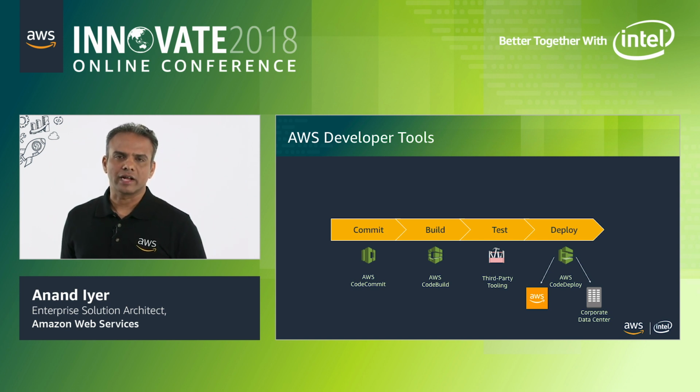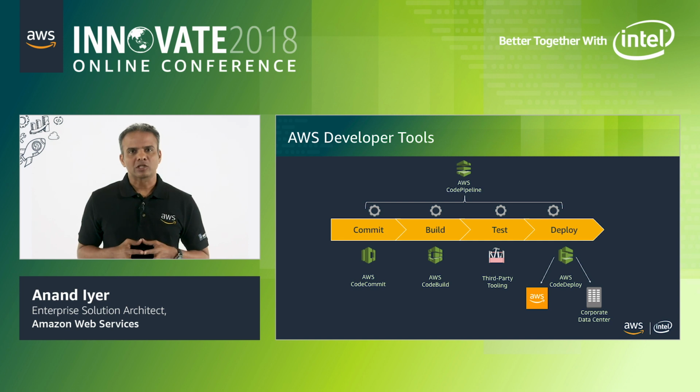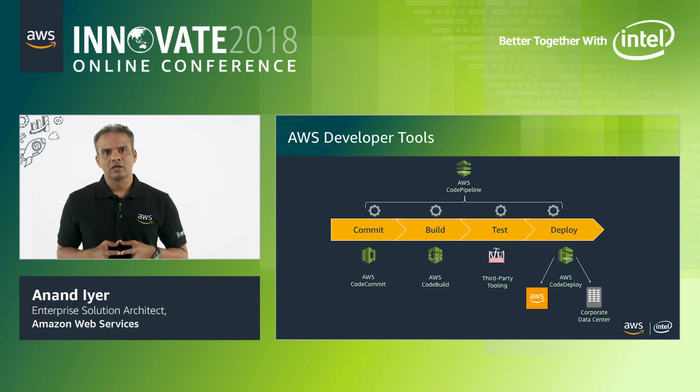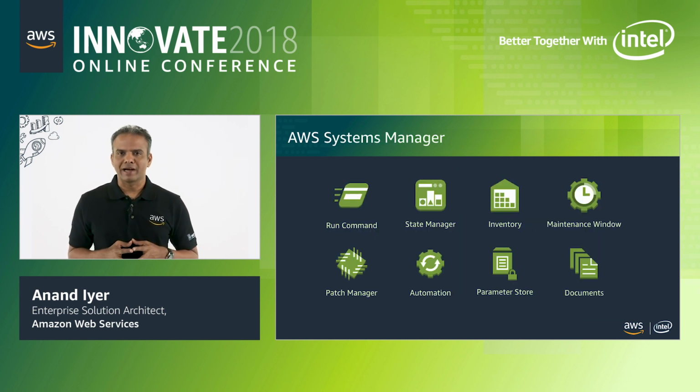AWS CodeDeploy is a service that automates code deployments to any instance, including EC2 instances and servers running on-premise. Finally, we need a pipeline to orchestrate this workflow. So AWS CodePipeline is a continuous integration and continuous delivery service for fast and reliable application and infrastructure updates. So CodePipeline builds, tests, and deploys your code every time there is a code change based on the release process models you define.